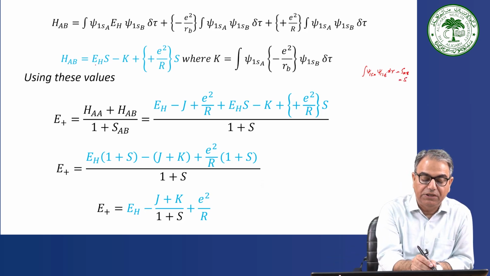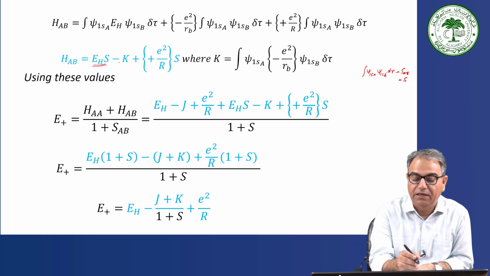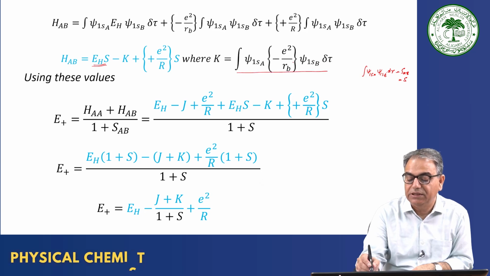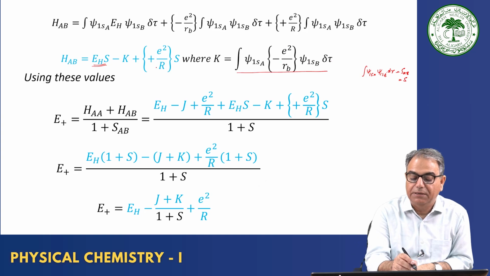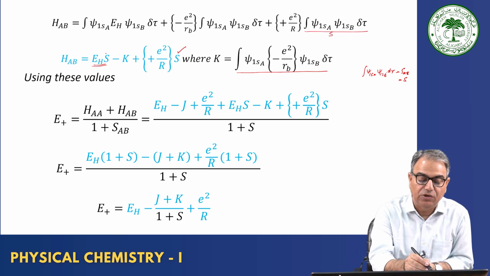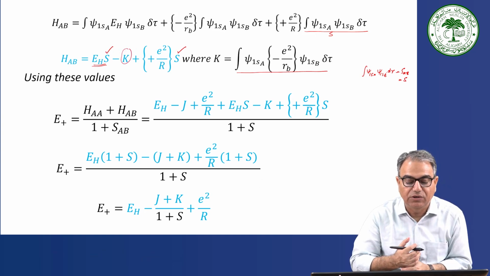So along with EH, you have the S value also. Then again you have minus K. So minus K is psi 1SA, minus e square by RB, psi 1SB d tau. Okay. So minus K, and plus again with e square by R, you will have psi 1SA psi 1SB d tau, which is equal to S. So you have this S, you have this S, and instead of J, you have K here. So what is the value of J? What is the value of K? These are integrals, J and K integrals.